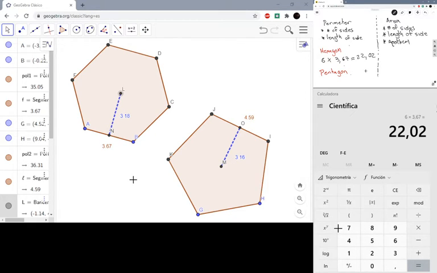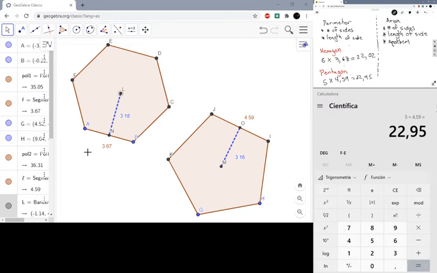22.02 units. And for the case of the pentagon, it has 5 sides and the side measures 4.59. Let's make that operation. 5 times 4.59. The result, kids, is 22.95 units. That is how you find the perimeter of these two regular polygons, but you can do the same thing for every regular polygon. Okay, now what about the area?